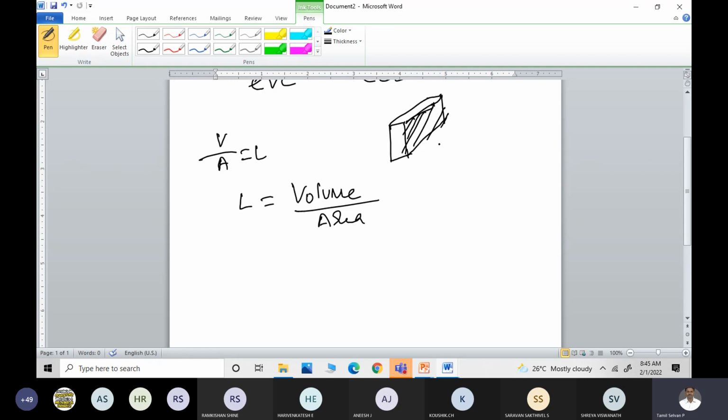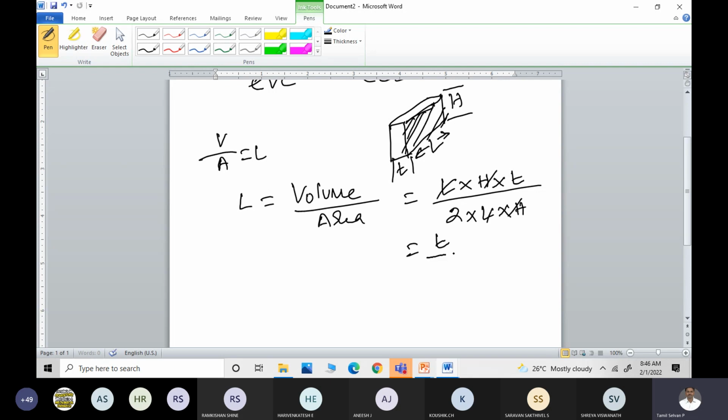So let L be the length, H the height, and T the thickness. When we talk about volume, it is L H into T. Am I correct? Length, height, and then thickness. And when we talk about area, it is 2 into L into H. So L H cancels, and we get thickness divided by 2. Is it fine? Fine, sir.